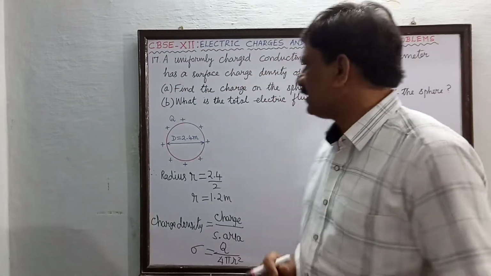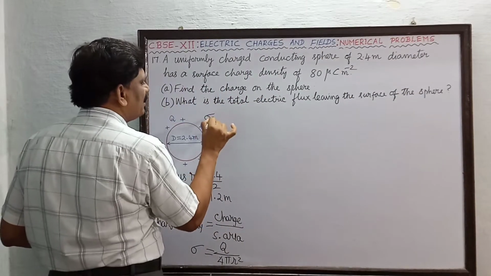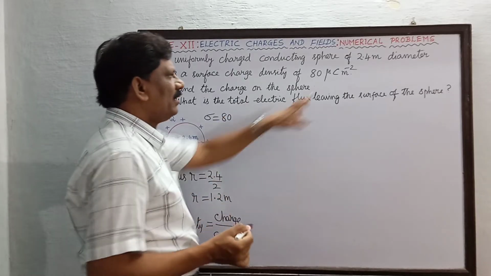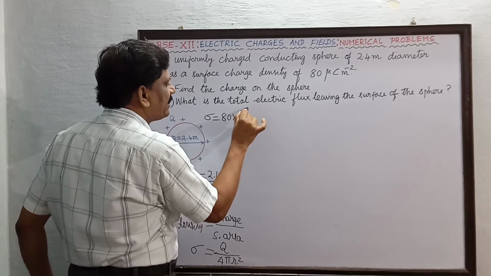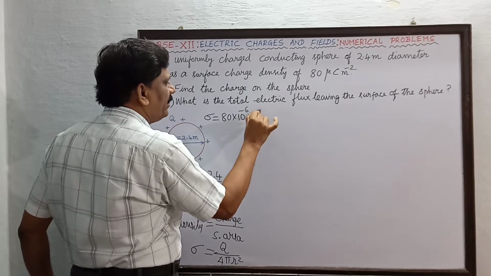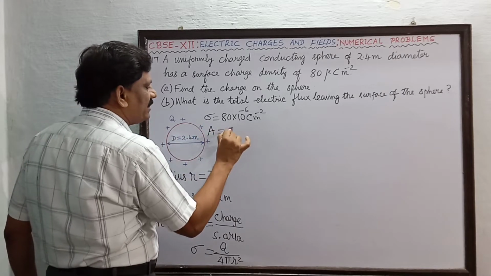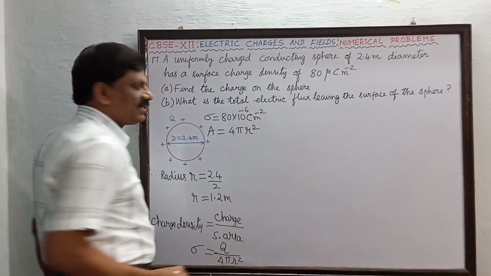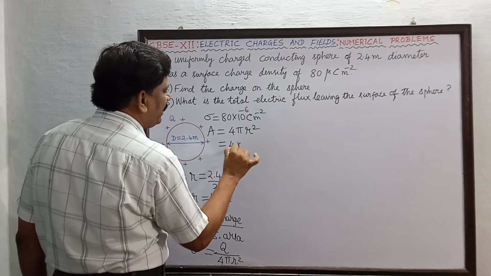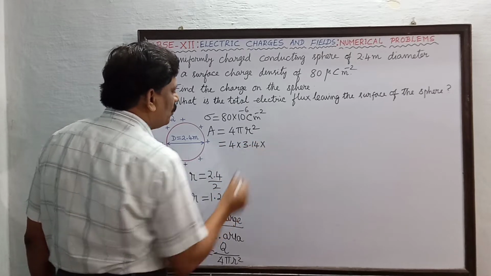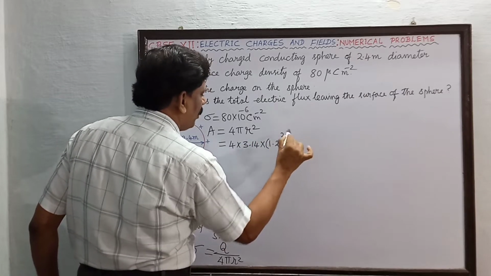So what is given in the sum is the surface charge density sigma. Sigma is equal to 80 microcoulomb per meter square. Microcoulomb means 10 power minus 6, so coulomb per meter square. Sigma is given and the surface area A is equal to 4 pi r square, which is now equal to 4 into 3.14 into 1.2 the whole square.